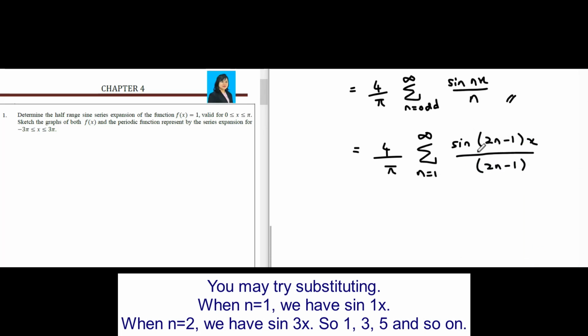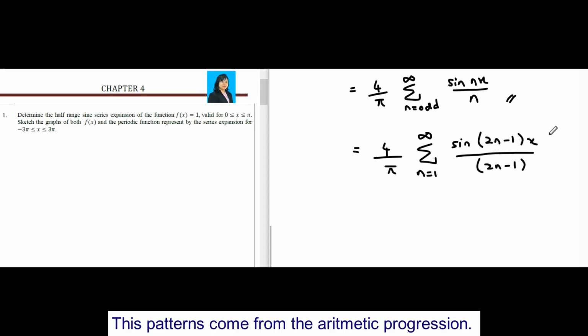When n equals 1, we have sine 1x. When n equals 2, we have sine 3x. So 1, 3, 5, and so on. This pattern comes from the arithmetic progression.